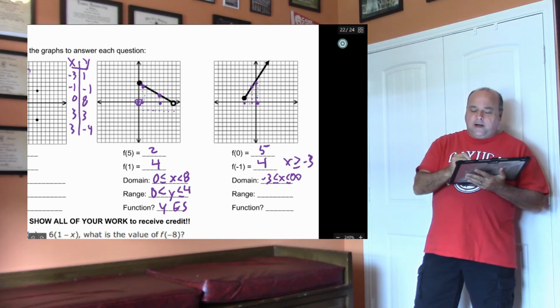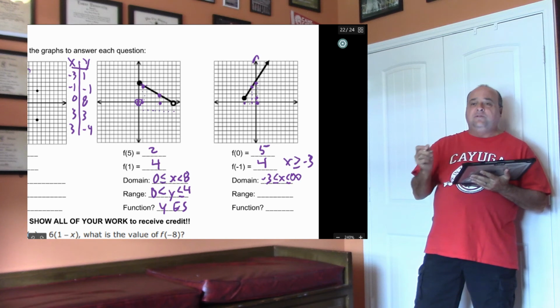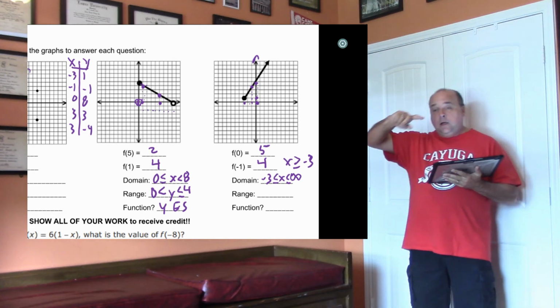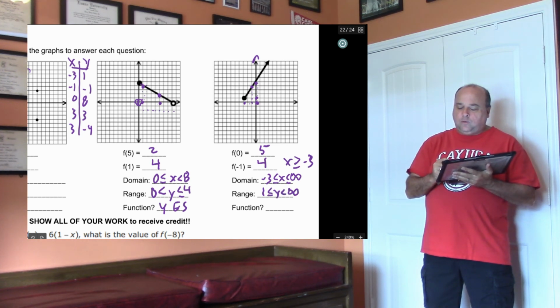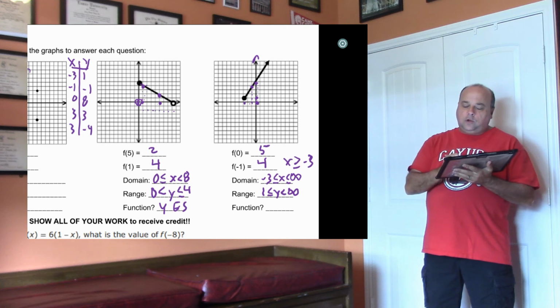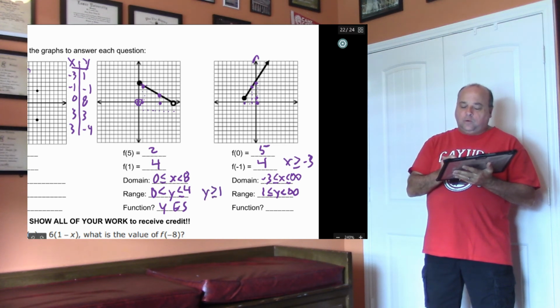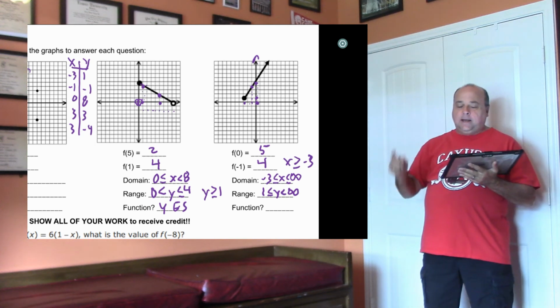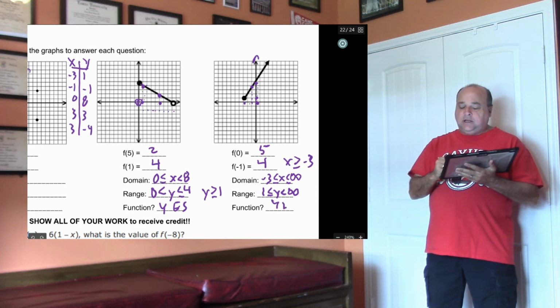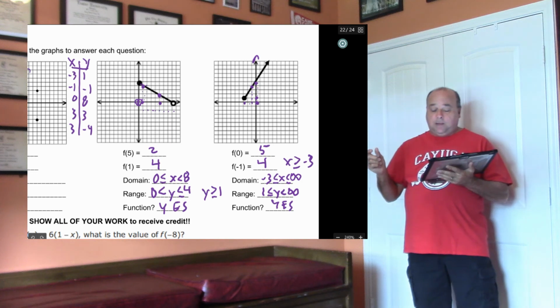On the last one, the range is going to start at 0 and go to infinity, right? I'm sorry, at 1. It'll start at the bottom at 1 and go up. So I could put 1 to infinity, or you could put y greater than or equal to 1, right? All my y's more than 1 are in my range. And is this a function? Yes, it is, because the x's do not repeat.